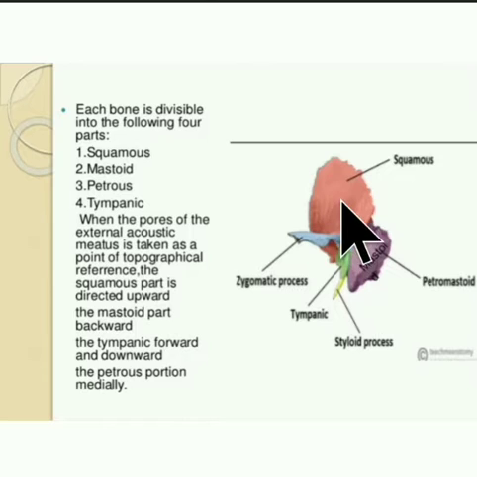Each bone is divisible into four parts. The first part is the squamous part, then the mastoid part, the petrous part which is seen in the medial aspect of the bone, and a tympanic part.